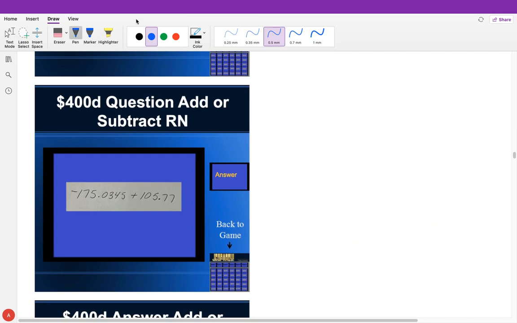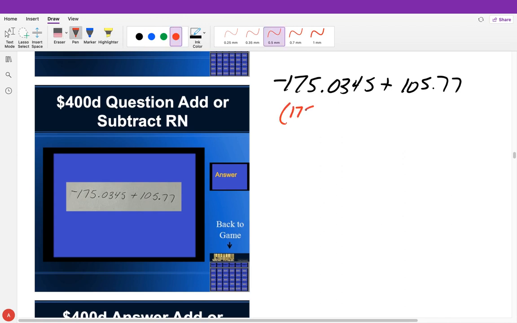All right, so now this question here, 400D, we have negative 175.0345 plus 105.77. So remember, when our signs are different, we look at both numbers as if they are positive. And so we now look at this number as 175.0345 and 105.77. And after we look at them as both positive numbers, we always do our larger number minus our smaller number.